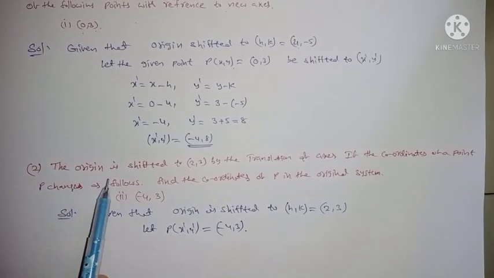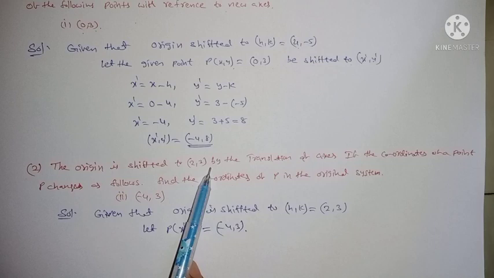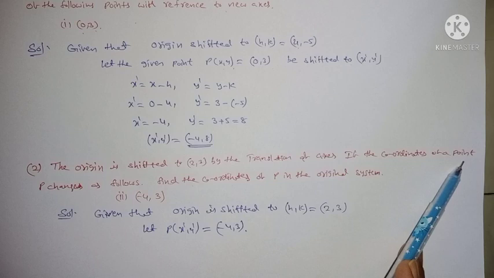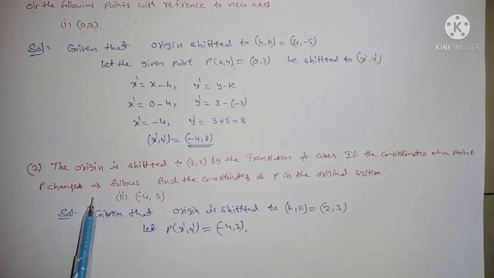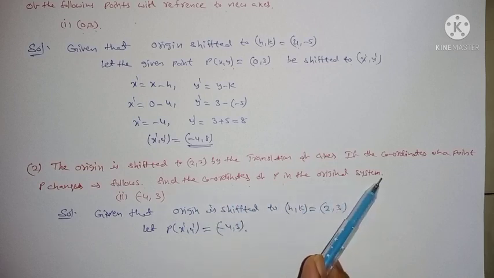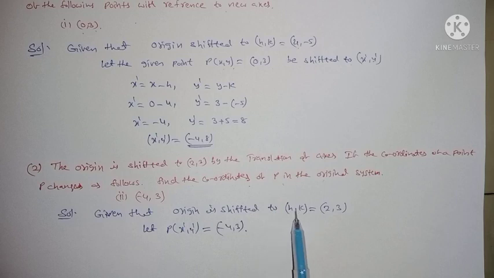Second question. The origin is shifted to (2, 3) by the translation of the axis. If the coordinates of a point P change as follows, find the coordinates of P in the original system. Here (h, k) is given. Given that the origin is shifted to (h, k) = (2, 3). Let the point (x', y') be (-4, 3). Therefore, we can find (x, y).